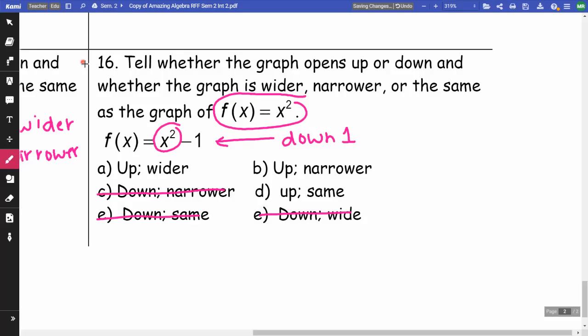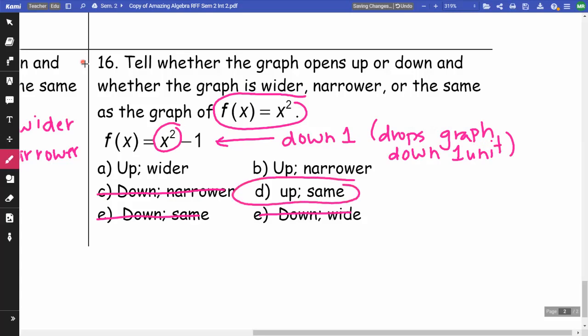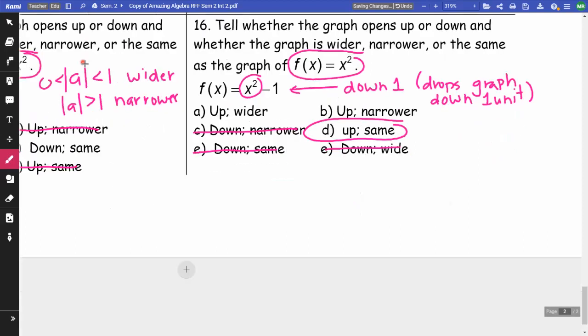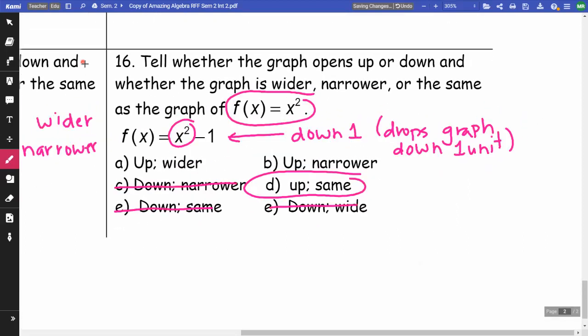And there's not a number in front, so it's not going to be wider or narrower. And again, that -1 just drops the graph down 1 unit. They actually didn't care about that looking at the responses. So this would just be an open up parabola that got moved down 1. There's no number in front for your a besides 1, so it's going to be up and the same. And that's the end of this review worksheet.